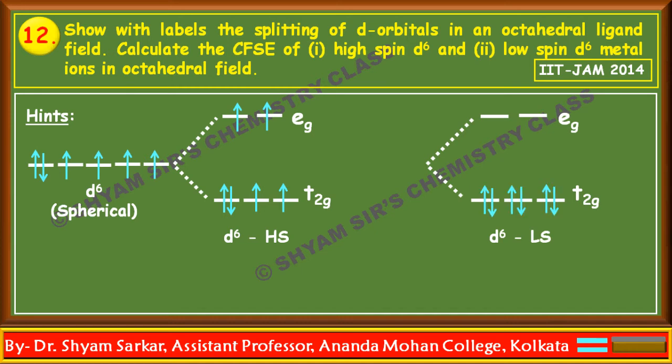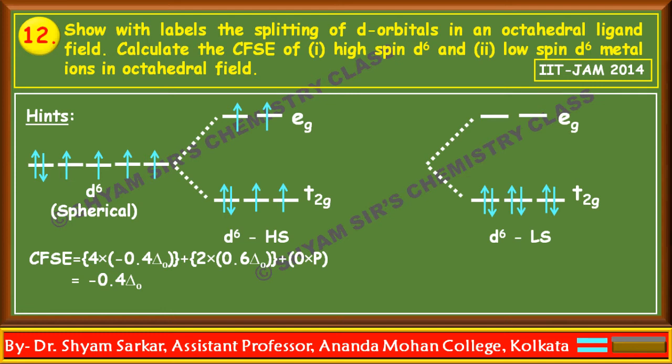Now we will calculate CFSE. CFSE for high spin will be 4 into minus 0.4 Δo plus 2 into 0.6 Δo plus 0P, because with respect to the spherical field no additional pairing occurred, so there will be no pairing energy. So CFSE in the high spin state will be 0 Δo.